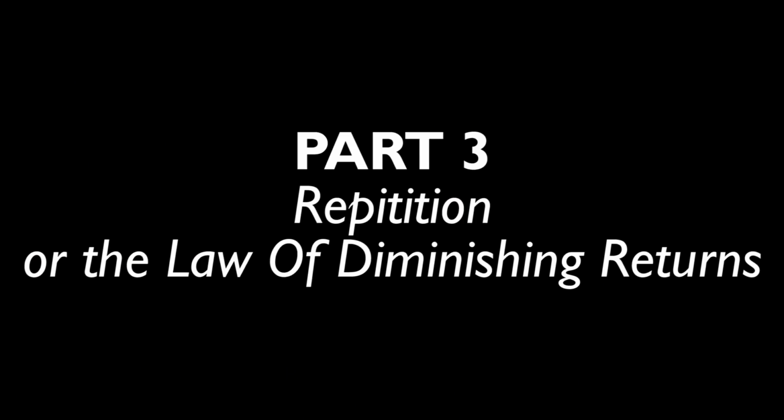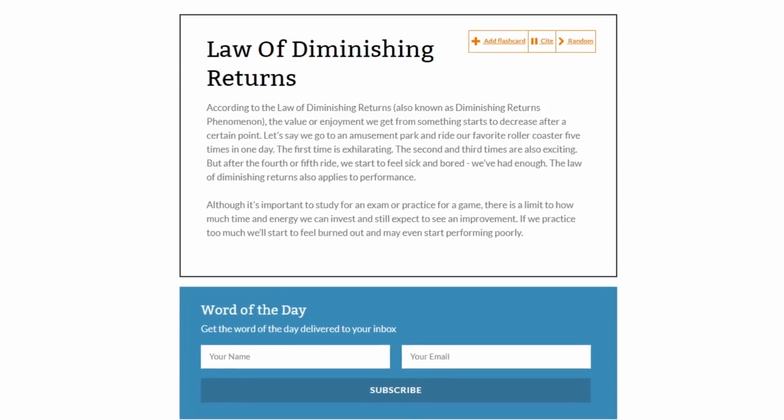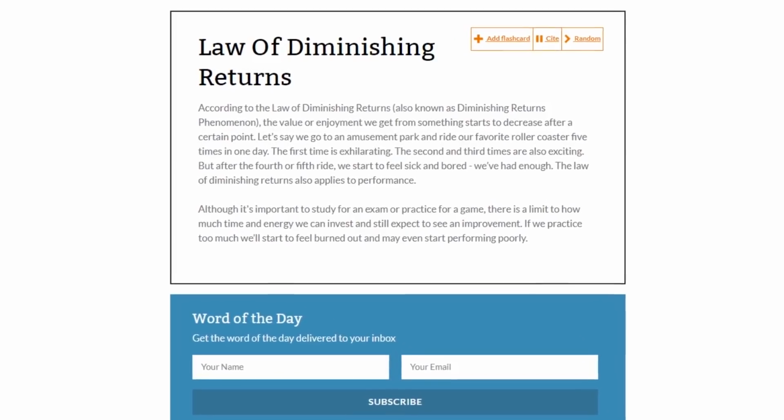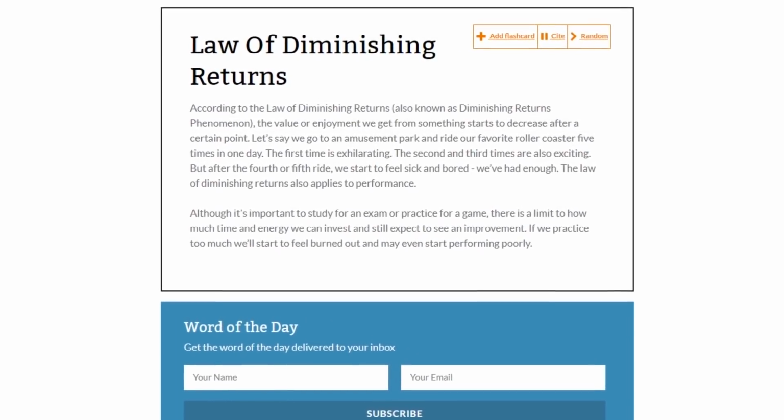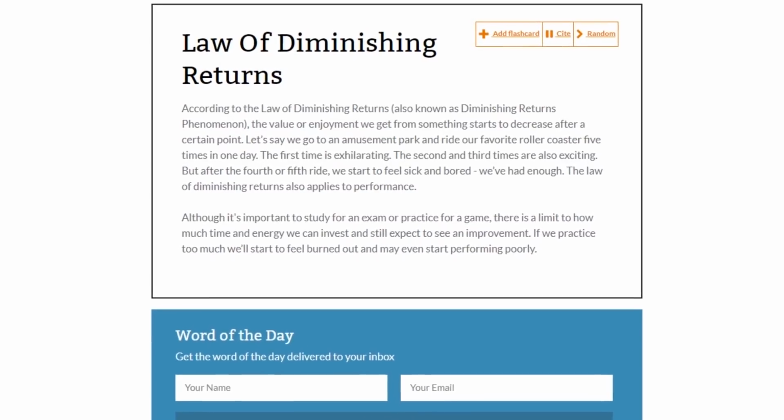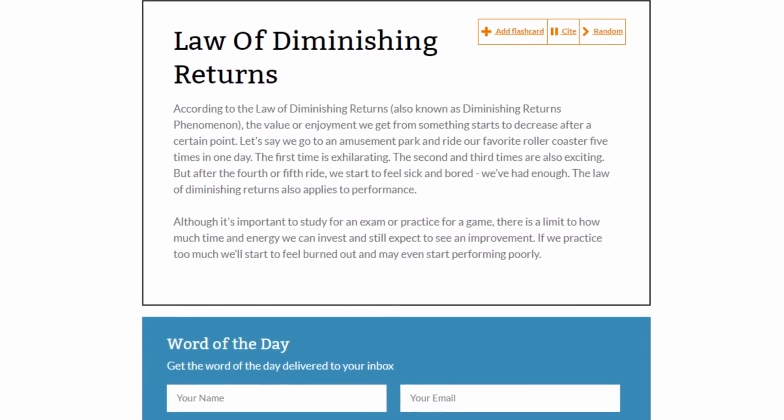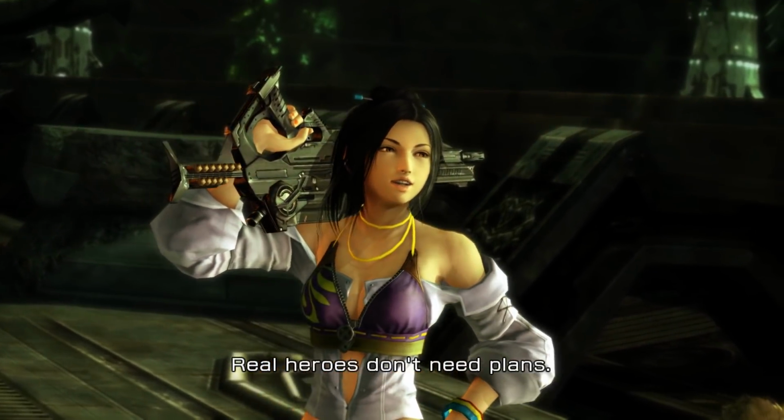Part 3. Repetition, or the Law of Diminishing Returns. In psychology, the law of diminishing returns states that the more a person repeats something, the less value, enjoyment, or impact that person will receive from that activity. The same is true with language and dialogue.